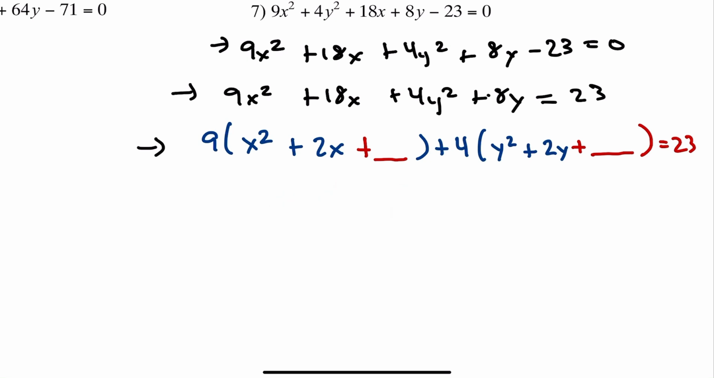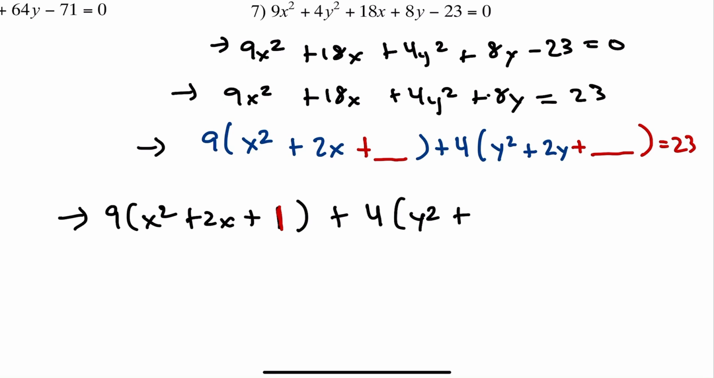Let's just go ahead and rewrite this. This is quite a bit of work here. So 9 times x squared plus 2x plus 1. Okay, we're going to come back to that 1 right there. Close that. Plus 4 times y squared plus 2y. Same thing. Divide this by 2, that's 1. 1 squared is 1. So we're going to go ahead and add 1, okay? Close it. Equals 23. And this is where it's going to get a little tricky.